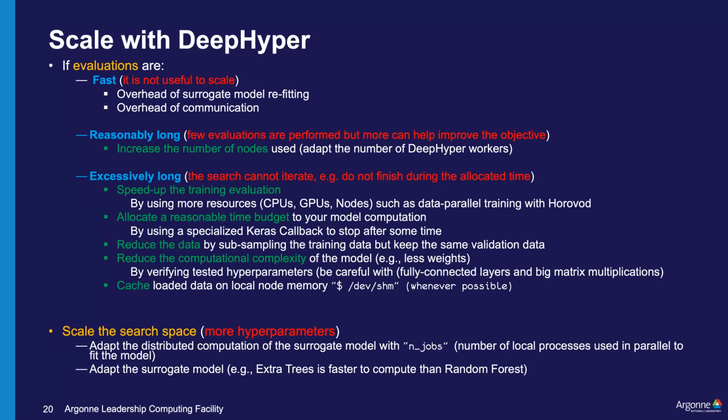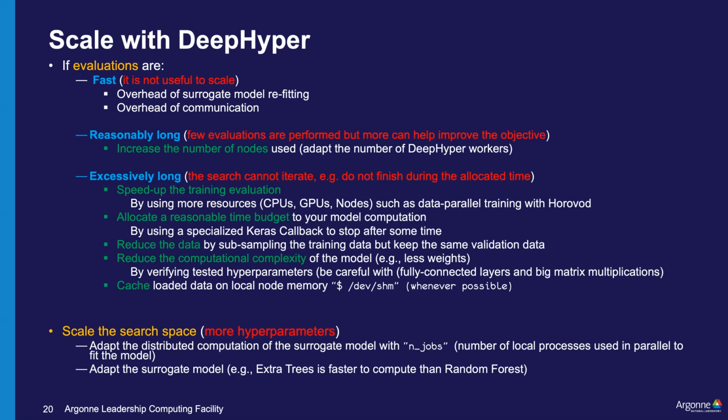With this, the search cannot iterate. And often, each evaluation does not even finish in the allocated time. So you will have to find strategies to reduce this evaluation time. One possibility is to speed up the training evaluation by using more resources. You can think about the data parallel training that you saw yesterday.